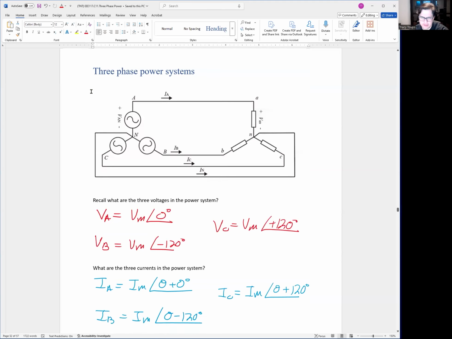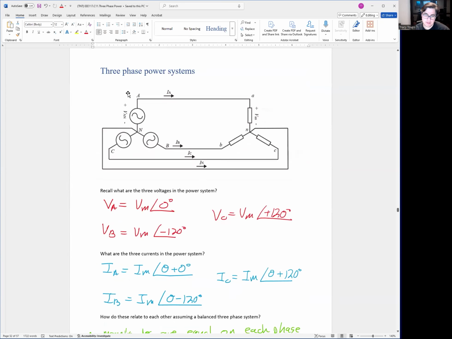Here's a review of what we covered in the last period. We have a three-phase system: a Y-connected source with a Y-connected load. You have three major voltage sources, VA, VB, and VC, with the same voltage magnitudes, 120 degrees apart. That's the definition of a balanced system.